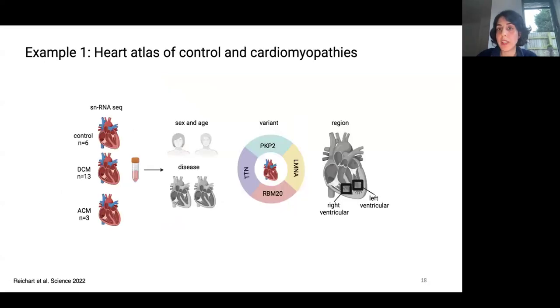And to see how this works in a real example, here I brought you an example from the integration of, or building, a heart atlas of control and cardiomyopathy. This is a very complicated data set because it has multiple diseases. We have control, we have dilated cardiomyopathy and arrhythmogenic cardiomyopathy.